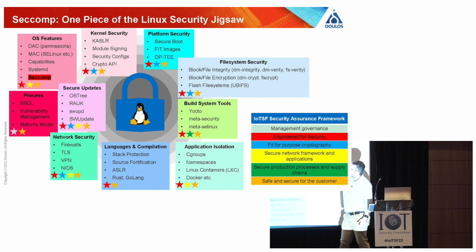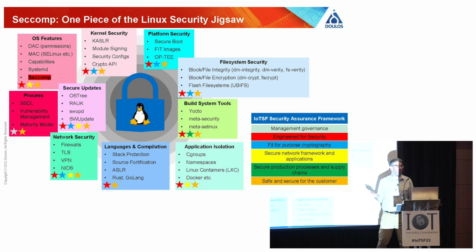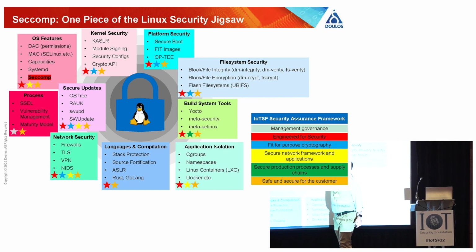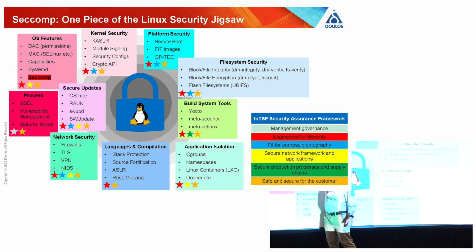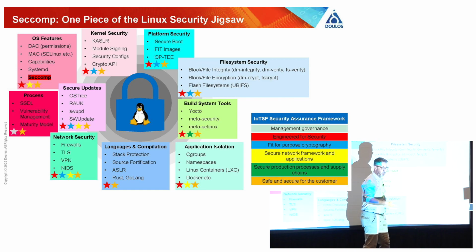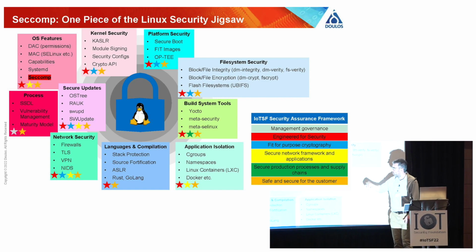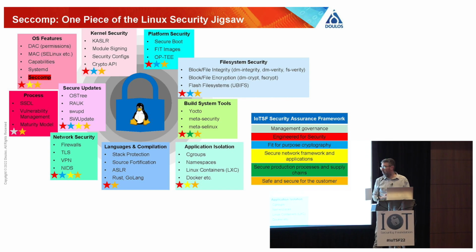And this rather busy picture just shows us in different areas all the different things that you could think about in terms of securing the embedded Linux system, from file system integrity checking and encryption, secure boot. We can see LibSeccomp here as part of the OS features alongside permissions and mandatory access control and other things. There's network security mechanisms. There's different languages we can use. We've been using C here, but it's interesting.